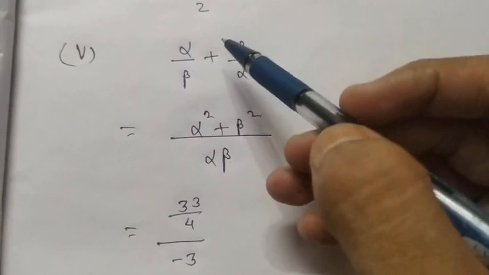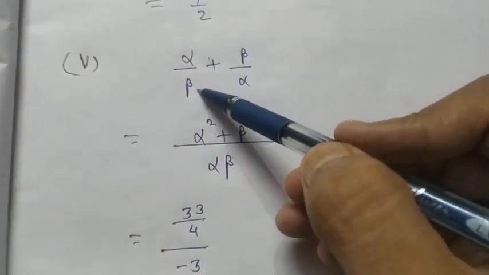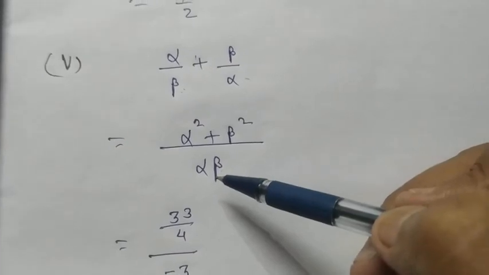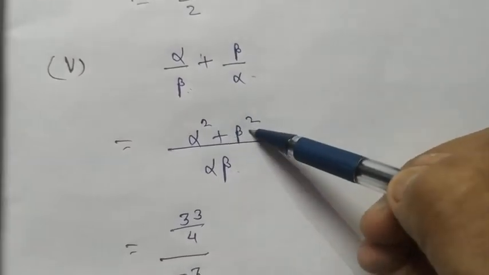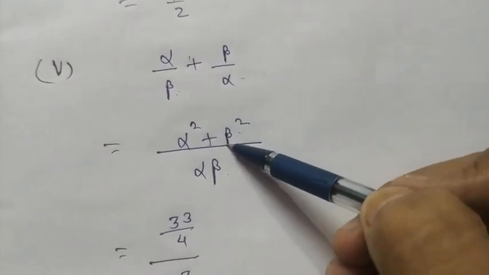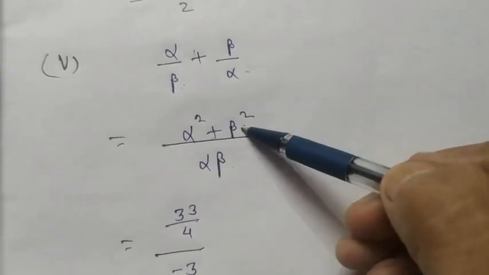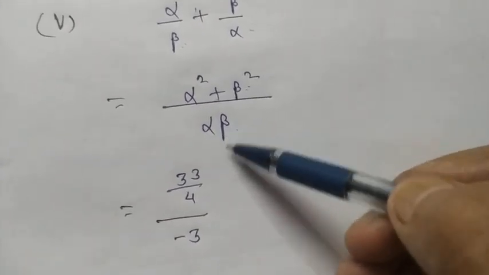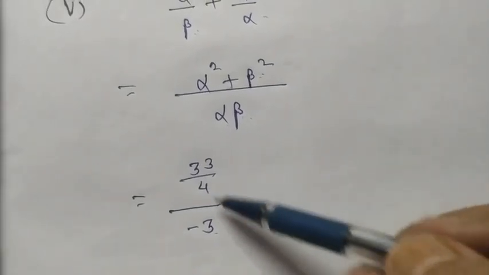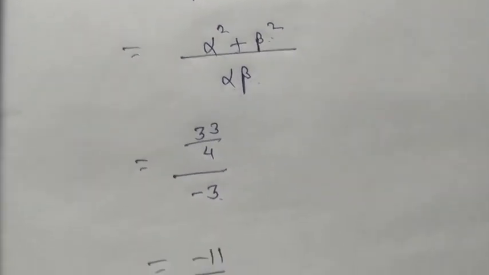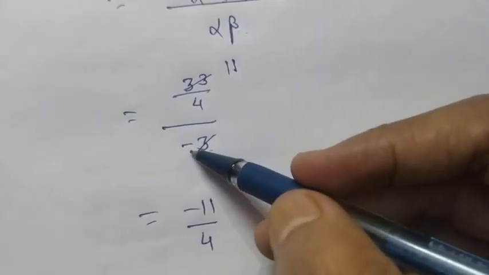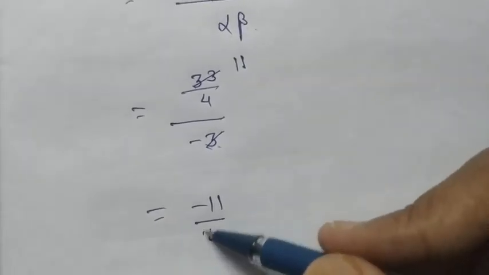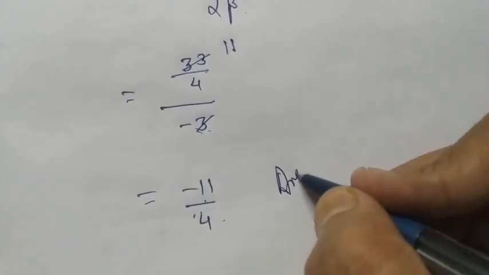Okay, now fifth part. Again it is same. What will be the LCM of alpha and beta? It will come alpha beta. Okay, and here will become alpha square plus beta square. Alpha square plus beta square you already know from the first part, and the value of alpha square plus beta square was 33 by 4, and alpha beta was minus 3. Okay, see, 33 will be cancelled by 3, it will become 11, minus will be left, so the minus will come in the numerator, so here will be left minus 11 by 4, that will be your answer.